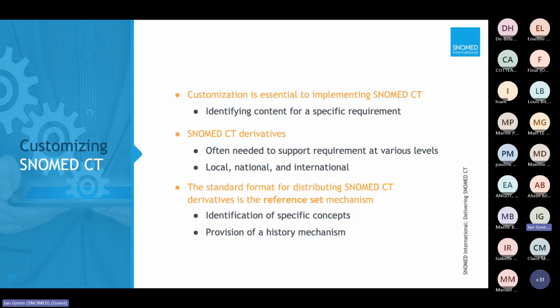The subset reference set debate. So a subset is obviously what it says on the tin. It's a smaller grouping of concepts. A reference set is the mechanism that we use in SNOMED to pull that together and provide the history mechanism and everything else. So one is almost the technical standard, if you like. The other one's the content standard, just in terms of the words.